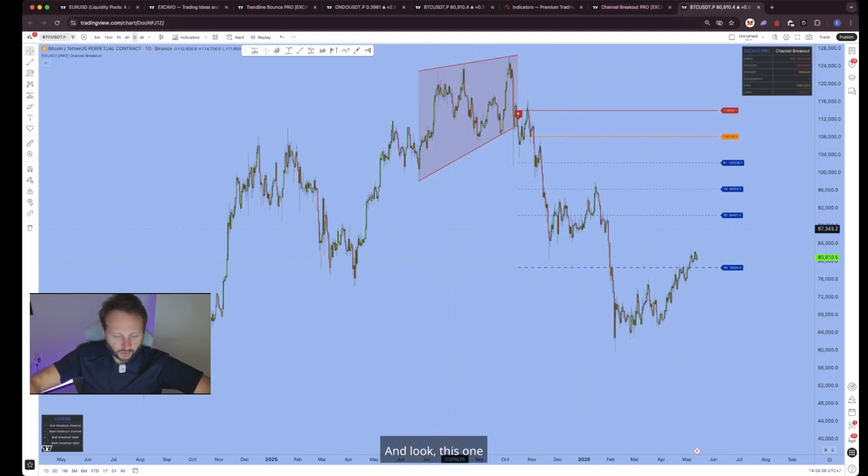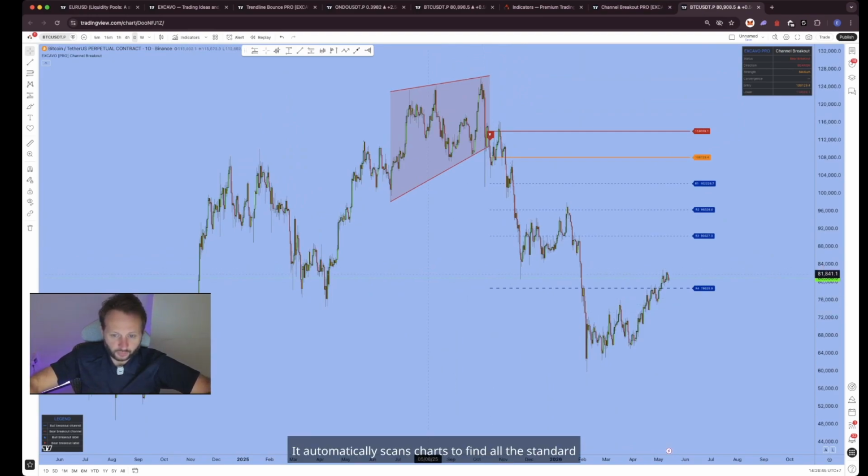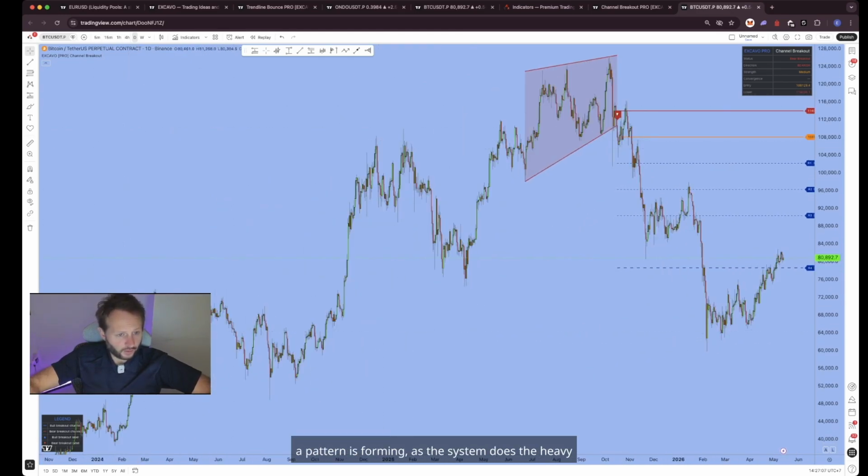And look, this indicator is designed to be incredibly powerful. It automatically scans charts to find all the standard technical analysis figures, such as wedges, falling wedges, rising wedges, flags, and many other essential formations. The beauty of this tool is that you can use it effectively on any financial instrument or asset class. You don't need to spend time manually looking for where a pattern is forming, as the system does the heavy lifting for you.